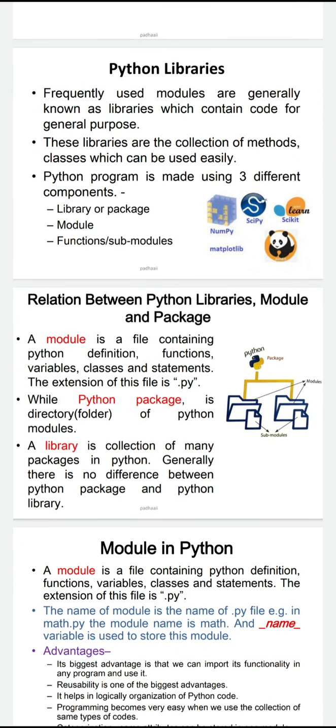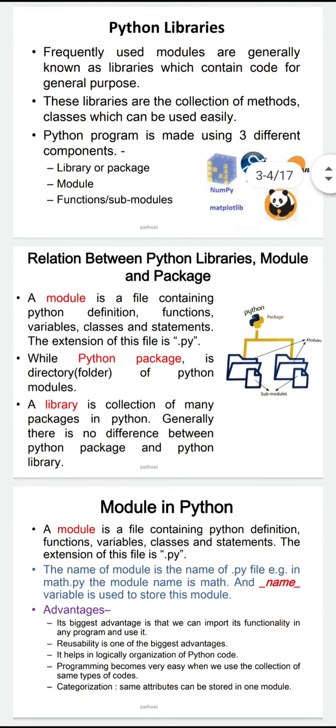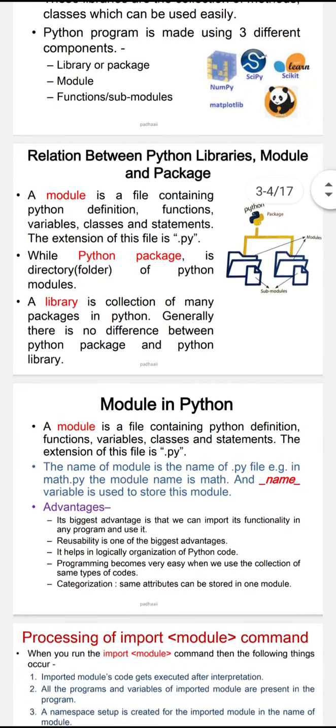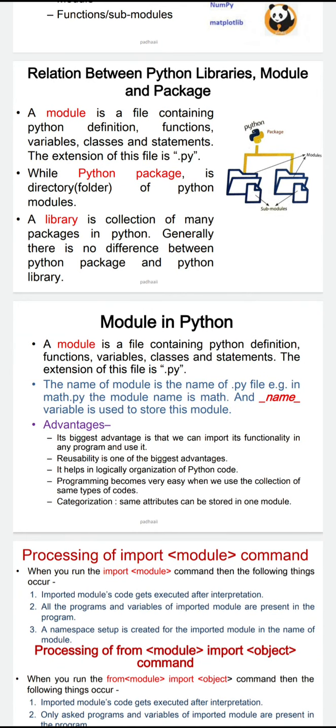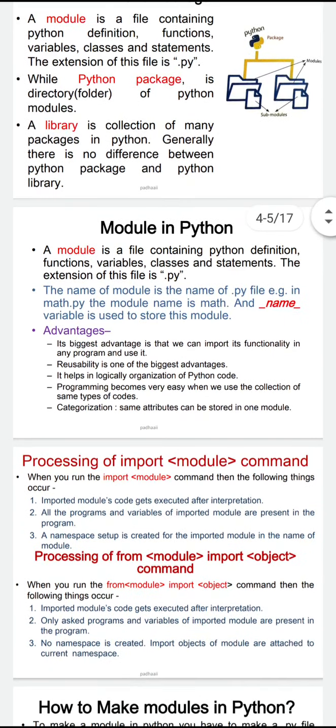Okay, so we are going to study three components of these libraries, basically: library or a package, module, and functions or submodule. A module is a file containing Python definitions, functions, variables, classes, etc., and it ends with the .py extension, while a Python package is a directory of Python modules. You can view a package as a folder, and the files within that folder as modules. In such a way, a library becomes a collection of all packages.